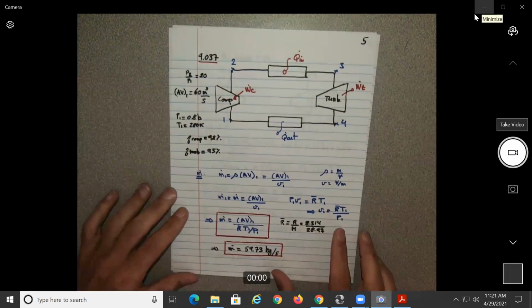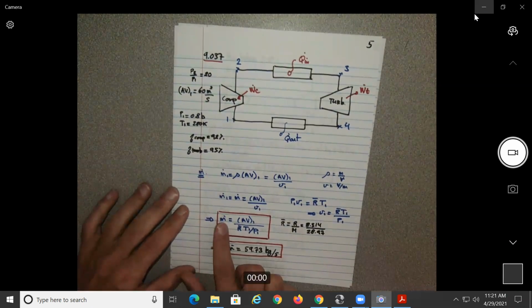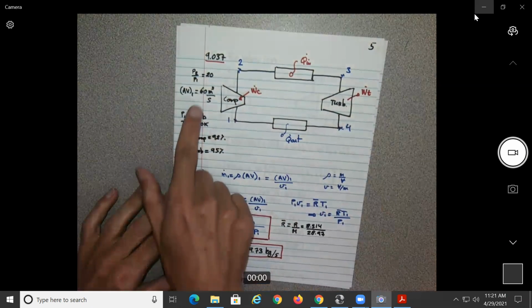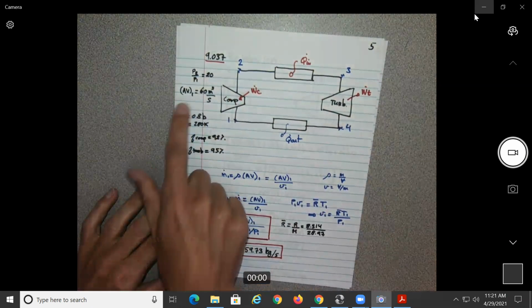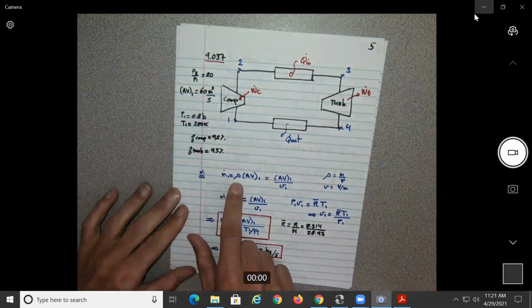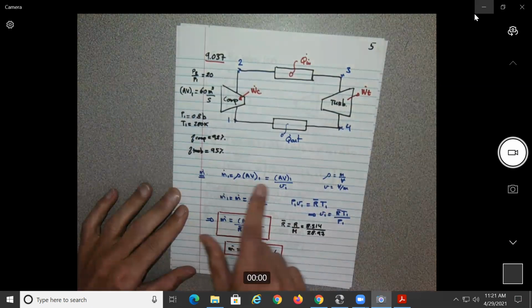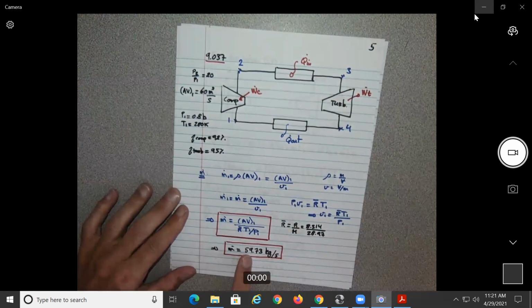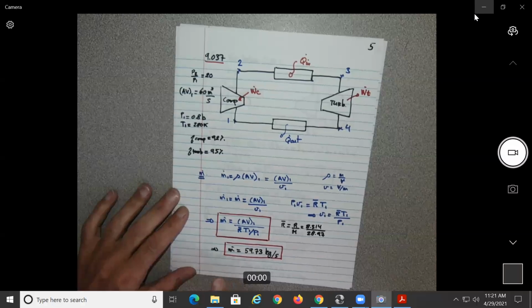So the first thing we did is to find the mass flow. We know it's steady state, so the mass is conserved. Using the data given at 1, the volumetric flow rate, we know the mass flow is density times volumetric flow rate, or just volumetric flow rate divided by the specific volume. We're able to find that the mass flow rate is 57.73.